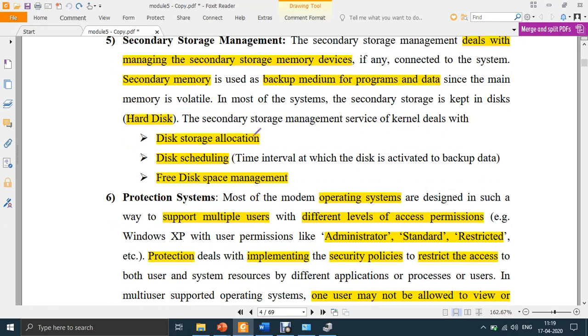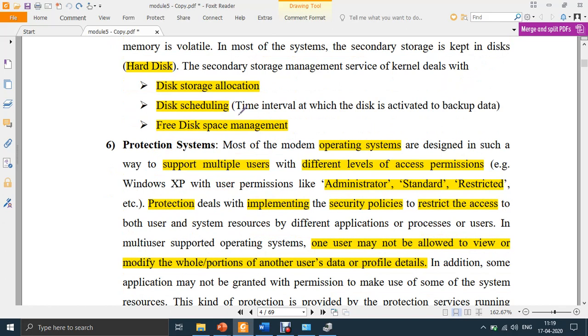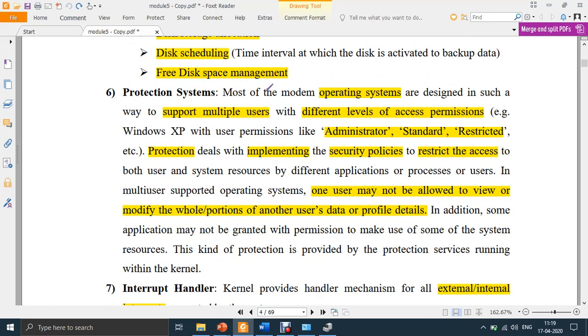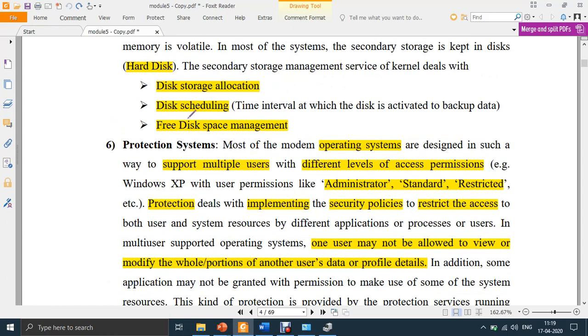Secondary memory management deals with disk storage allocation, disk scheduling, and free disk management. So it has to keep track: if there is 1 TB of memory, out of that 1 TB how much is allocated and how much is free, which part of the disk has free memory available, and the addresses of the memory locations. Everything it will store.